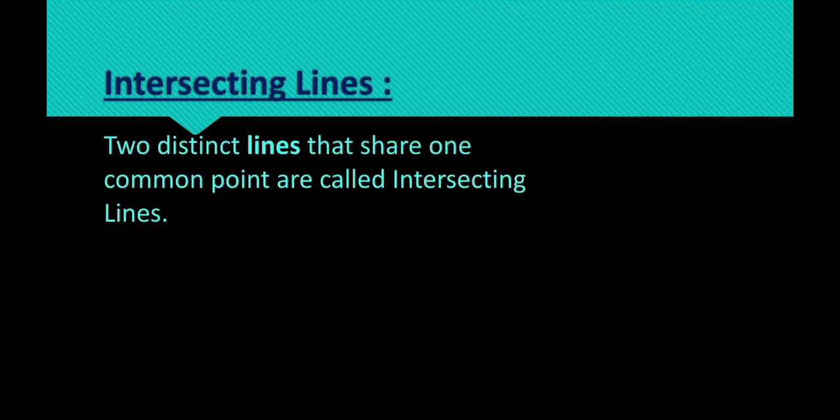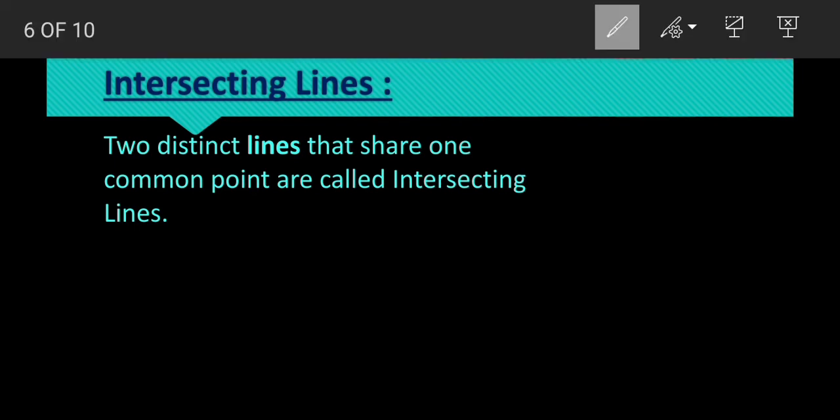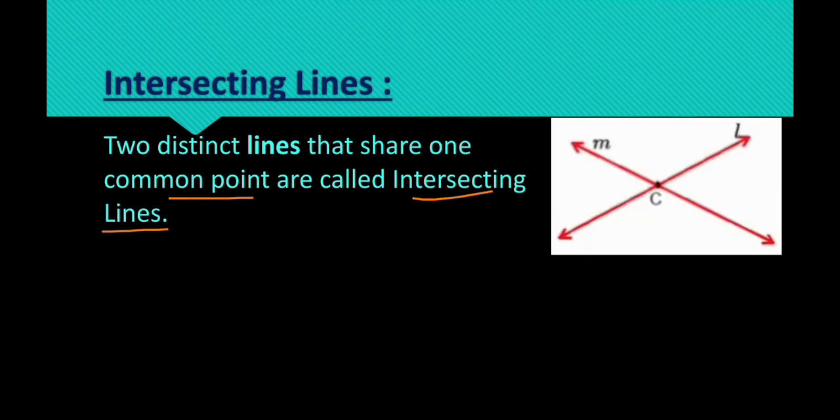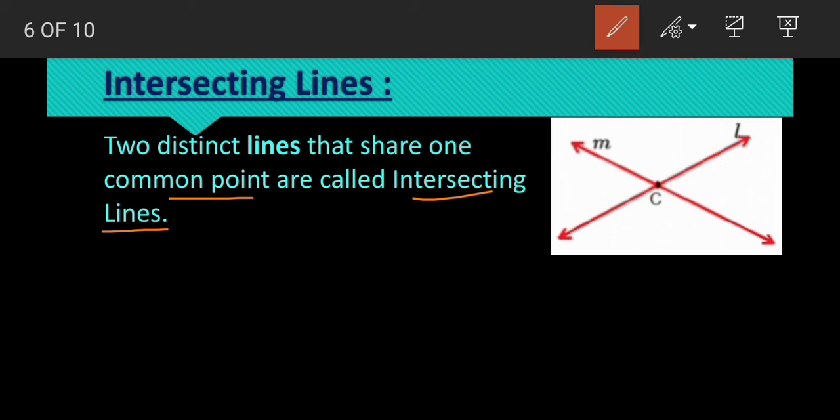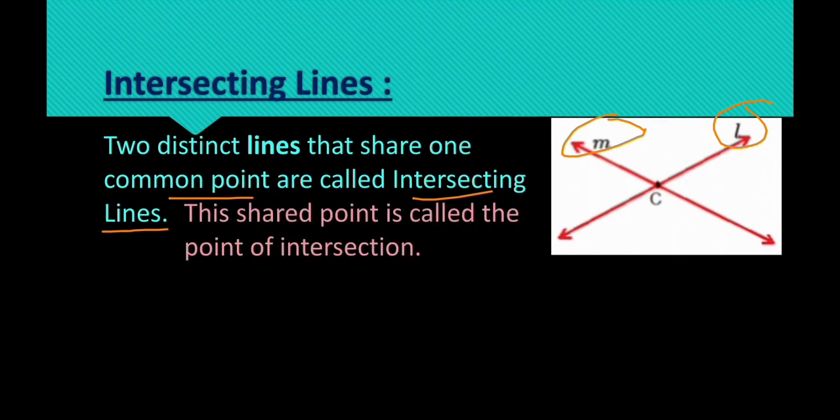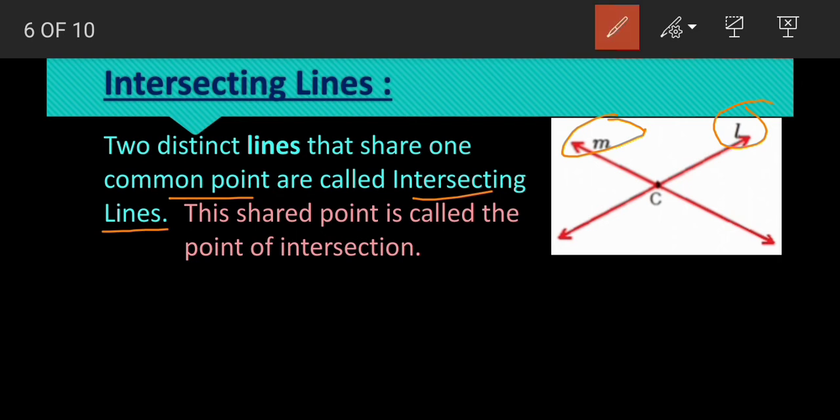Now come to intersecting lines. Two distinct lines that share one common point. Two lines having one common point are known as intersecting lines. Look at this one. Here the first line is M and another one is L. Two lines having one common point share a common point, and that is known as the point of intersection.